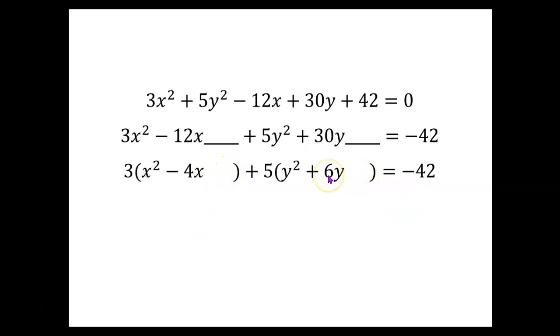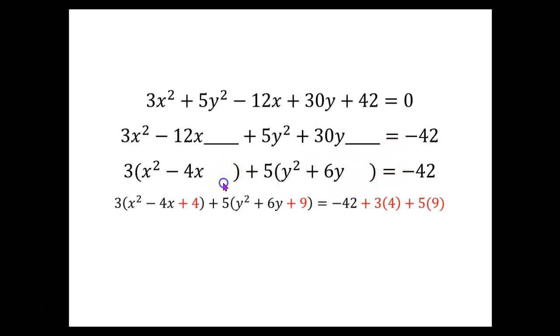And here, look at the coefficient in front of the y, take half of that and square that. That's a 9. So we're adding a 4 here and a 9 here, and we have to add the same thing to both sides of the equation. When we added the 4 inside the parentheses, it was really getting multiplied by 3. So we were really adding 3 times 4. So I have to add 3 times 4 to the right side. And I added 5 times 9, so I have to add 5 times 9 to the right side.